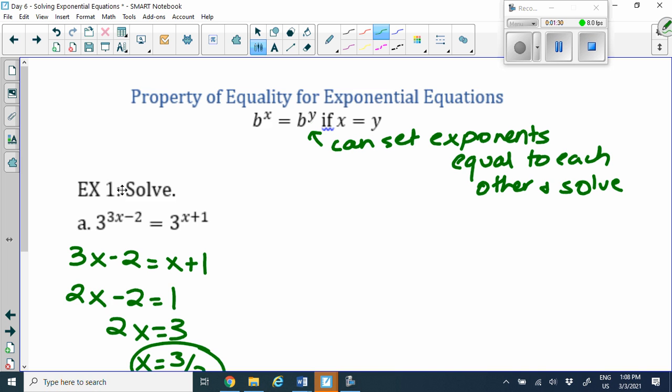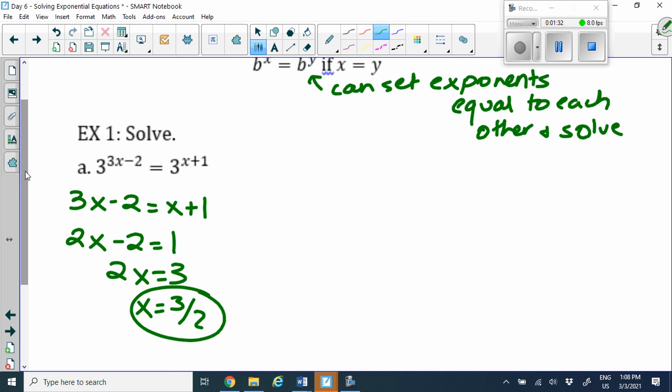Now, just to let you know, if you need to check your answer to see if it works, or to make sure that is the correct answer, you can take the 3 halves and plug it back into x, and you should get a true statement when you evaluate. So there's a way that you can check to see if your answers are correct, okay? And we can do it here. You don't have to do this, but this is a way to check.